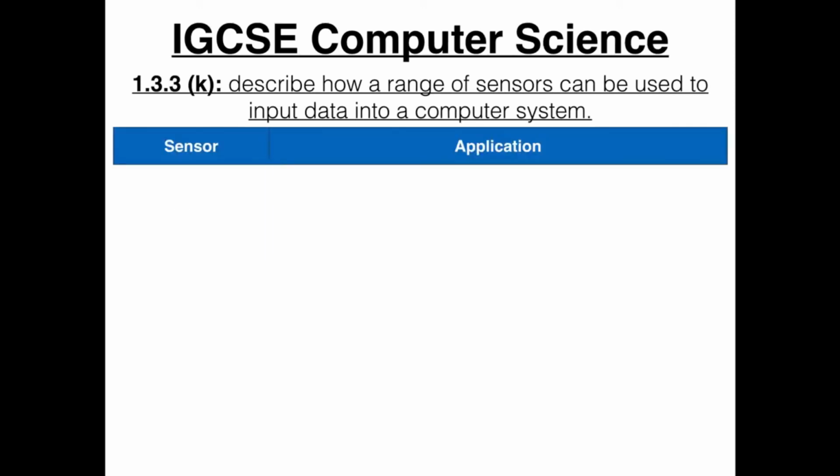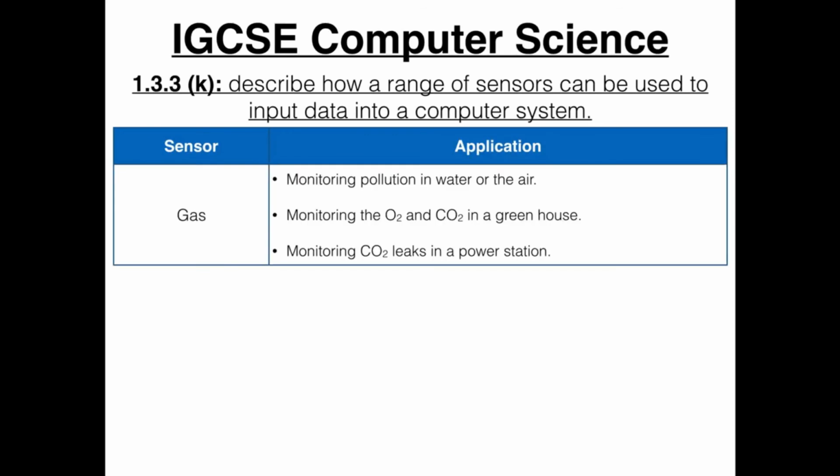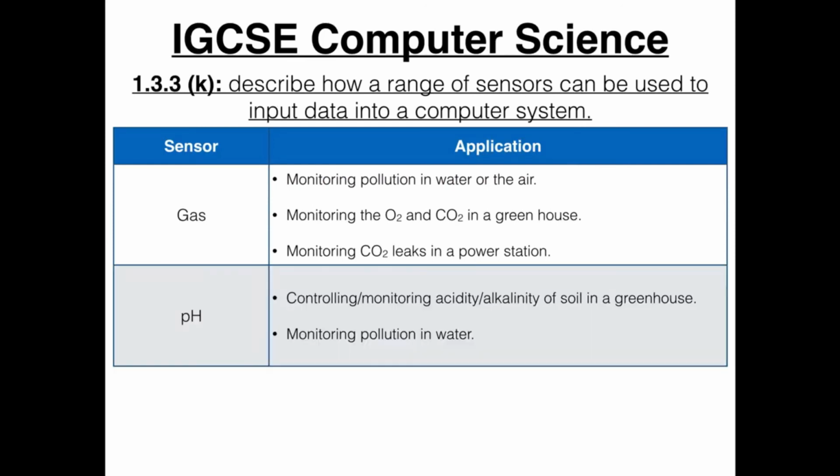And finally, last slide, gas sensor can monitor pollution in water or in the air, monitor the oxygen and carbon dioxide in a greenhouse, and monitor carbon dioxide leaks in a power station. pH sensors: controlling, monitoring the acidity or alkalinity of soil in a greenhouse, and monitoring pollution in water.